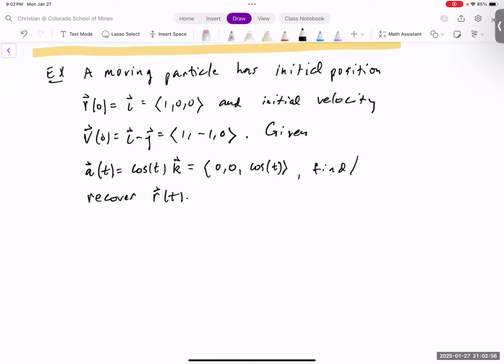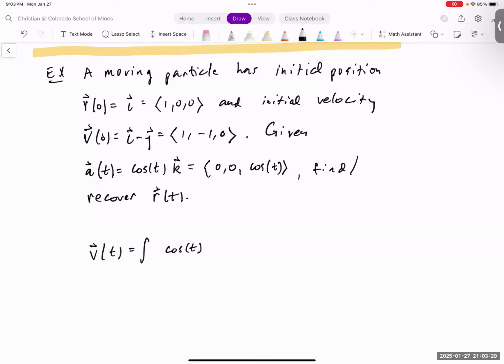Okay, so let's start moving from acceleration back to velocity, because if you have a derivative, then you can recover the previous function. So let's see, we're going to look for velocity. That's going to be the indefinite integral of acceleration. Acceleration was cosine t.